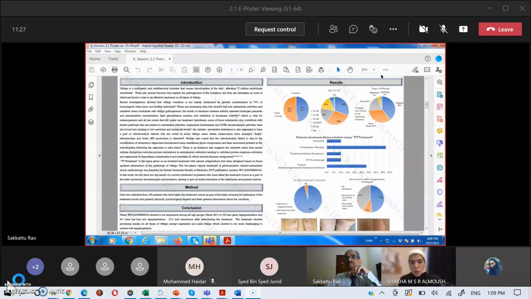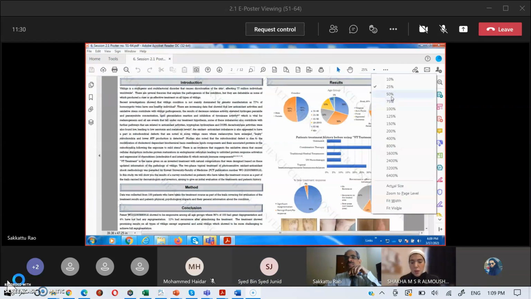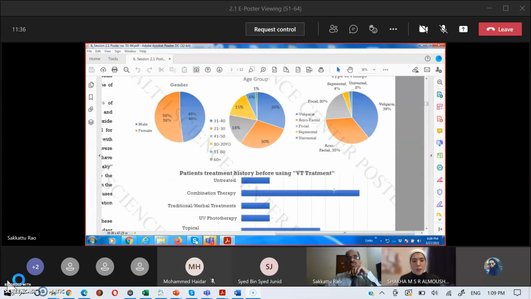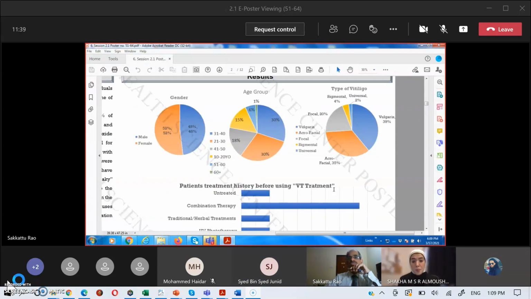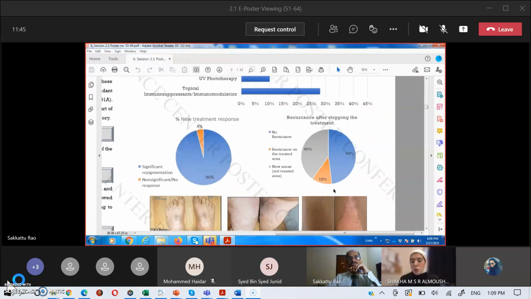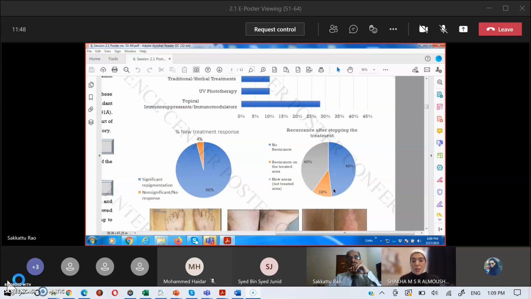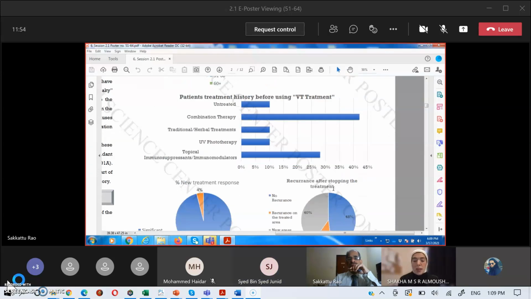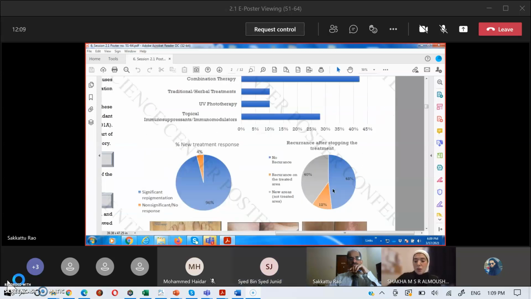As for the results, the first chart shows the gender of the patients, where 52% were female and 48% were male. The second chart shows the age groups, where 30% were between the ages of 21 to 30, 30% as well were between 31 to 40, 18% were between 41 to 50, 15% were between 10 to 20, 6% were between 51 to 60, and 1% was over 60.